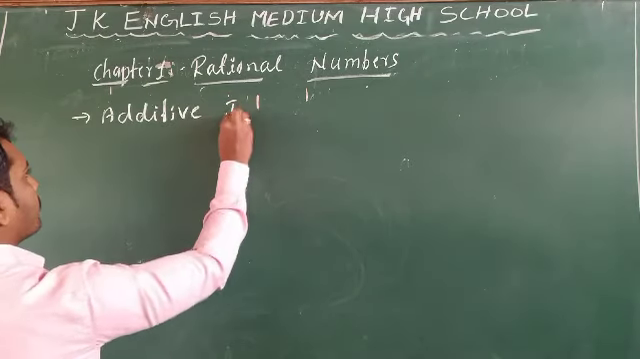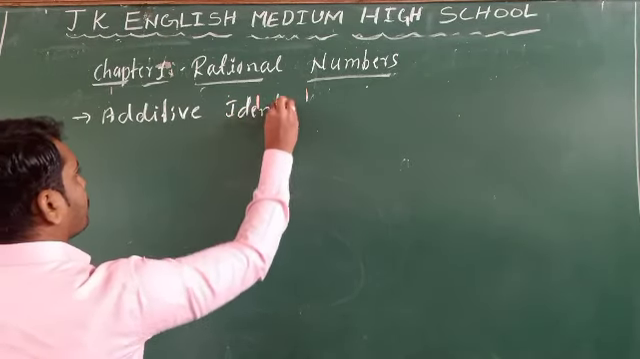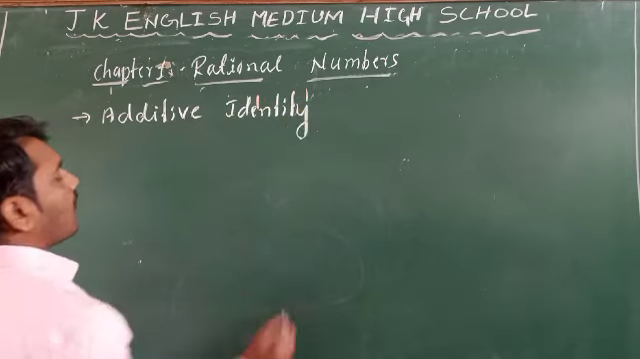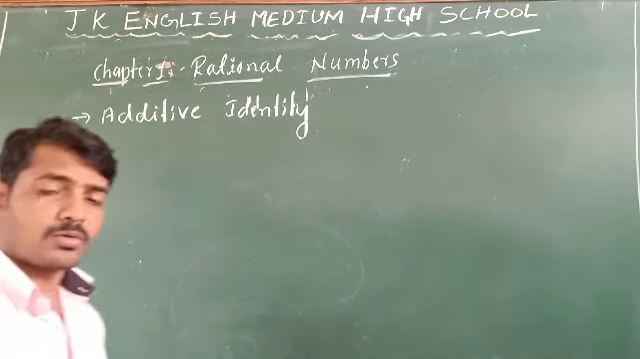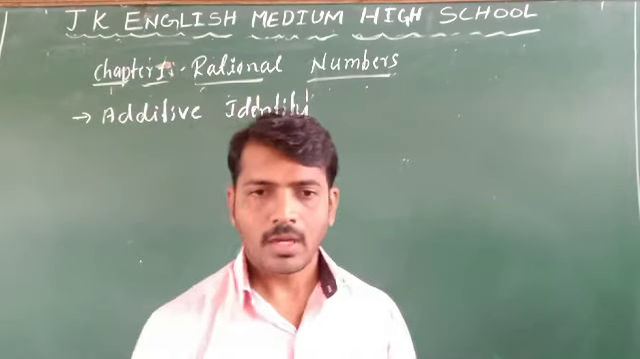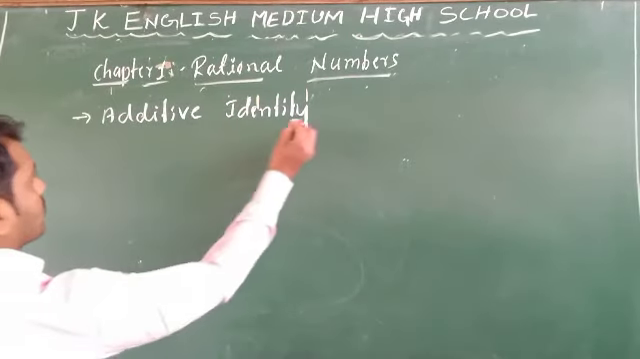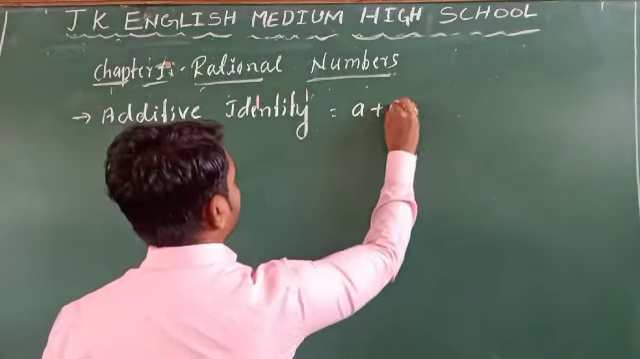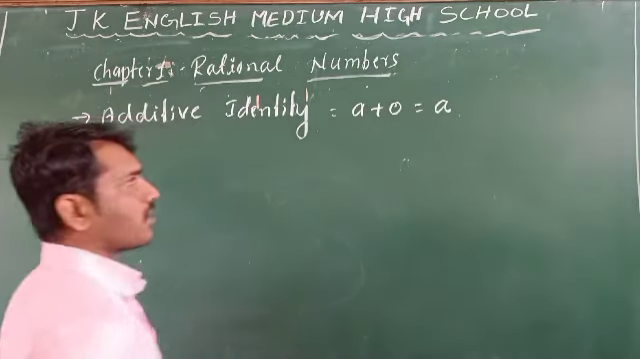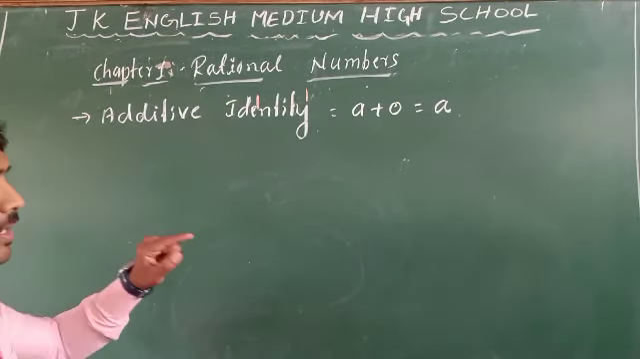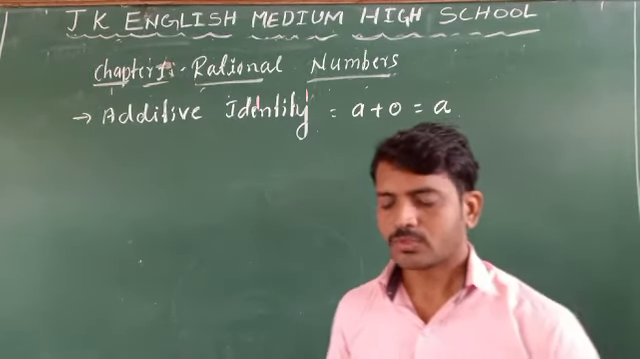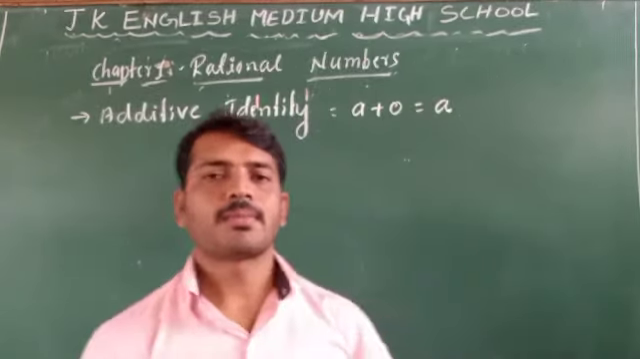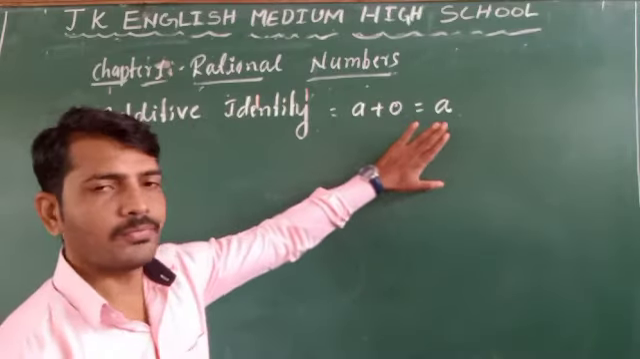Additive identity. So what is this additive identity? Do you know how to take the additive identity? The additive identity is: a plus 0 is always a. It means if we add 0 to any number, we will get the same number. So that is called additive identity.